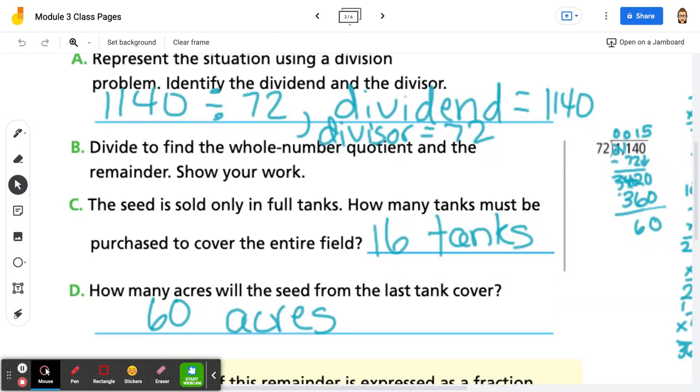Okay, so that is our lesson on interpreting the remainder. I hope that you can now solve a division problem and interpret the remainder in the context of the problem. Remember that to be a math person, all you need is to be a person and do math.